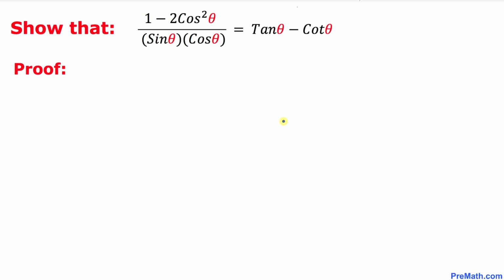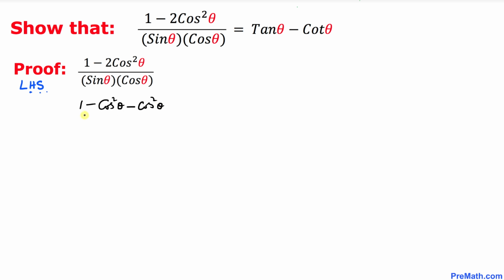So let's get started with the proof, and here's the very first thing we are going to do. Let's focus on the left hand side of this equation. I have just copied it down over here, and let's focus on the numerator. This numerator, 1 minus 2 cosine square theta, could be written as 1 minus cosine square theta minus cosine square theta, divided by sine theta times cosine of theta.